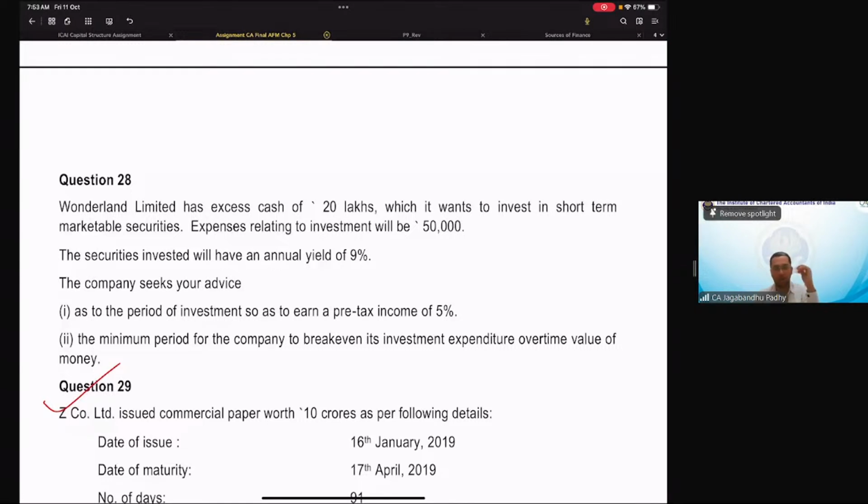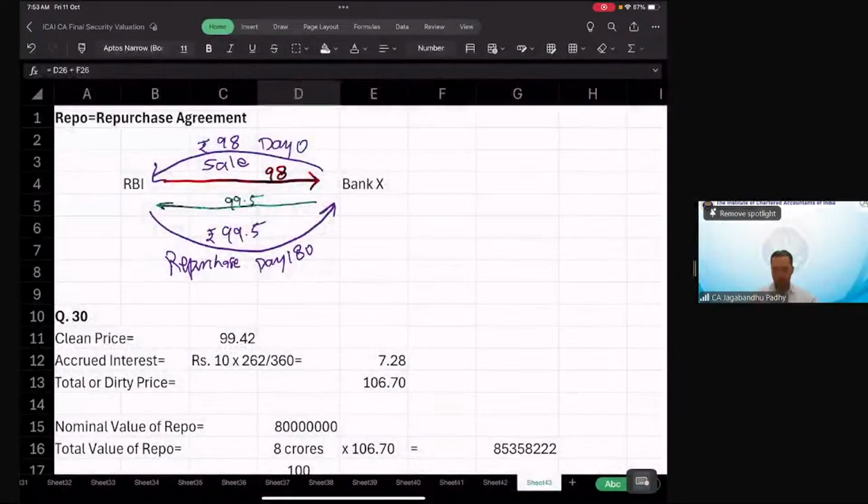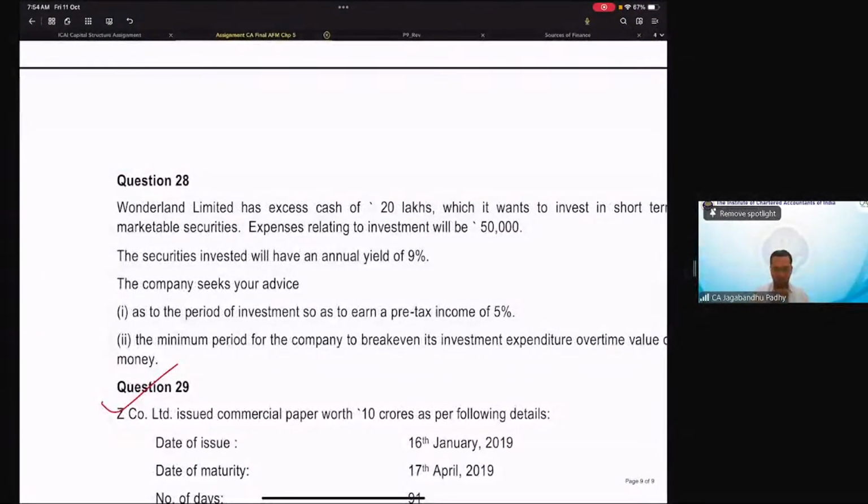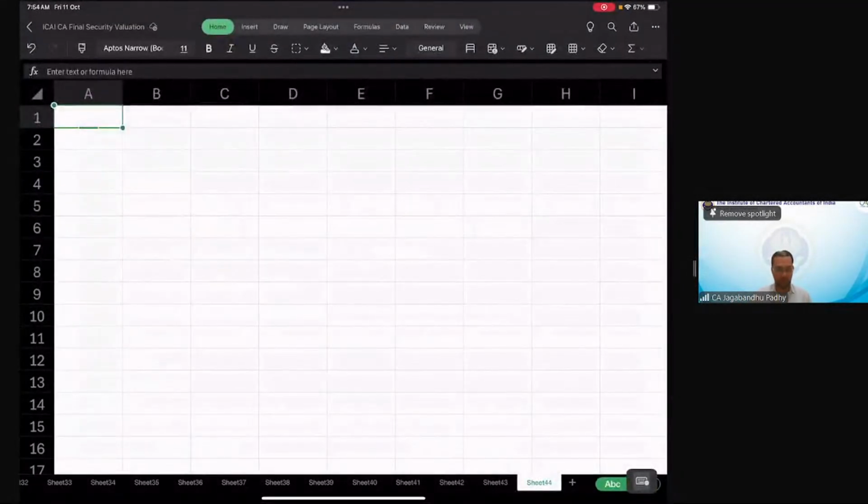Securities invested will have an annual yield, so the annual return you're going to get is 9%. The company seeks your advice as to the period of investment so as to earn a pre-tax income of 5%. So if you want to earn an income of 5%, what is the time period for which you need to hold this investment? And the minimum period for the company to break even its investment over time value of money. So now here the money that you're investing is going to grow every year at 9%.